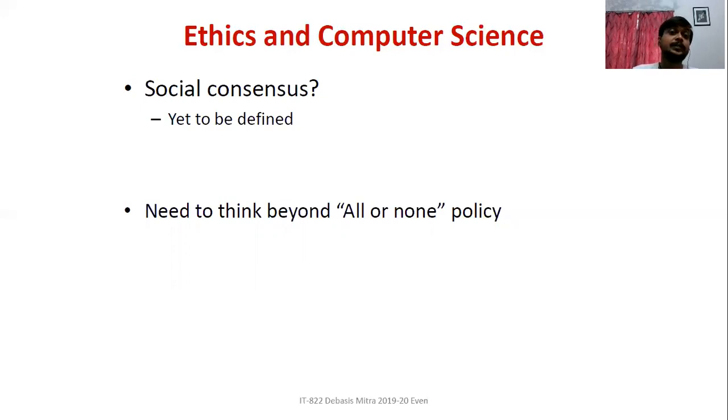And we need to think beyond the all-or-none policy. Like in the earlier approach, ethical practice was that you should not get involved in this type of activity. You should refrain yourself from it. Now you cannot say that you should not get involved in developing software that will help in criminal justice or job hiring or credit scoring, because the positive sides of this are enormous, and now we cannot just throw them out. We need to take the best out of them.